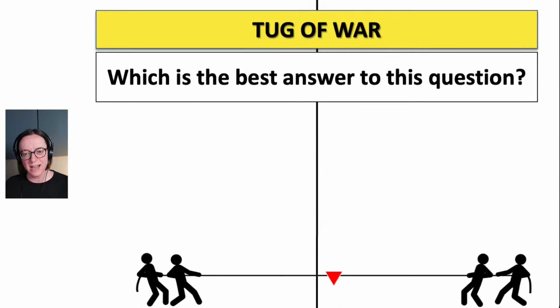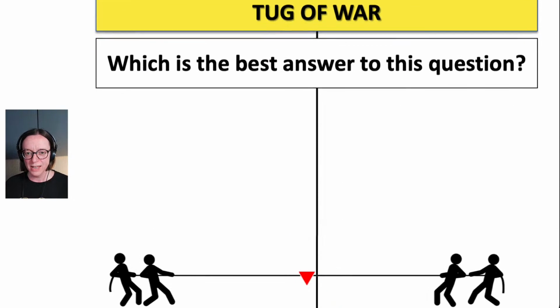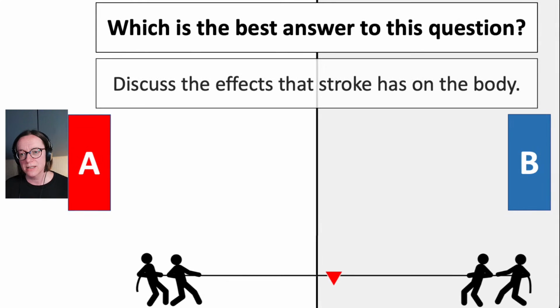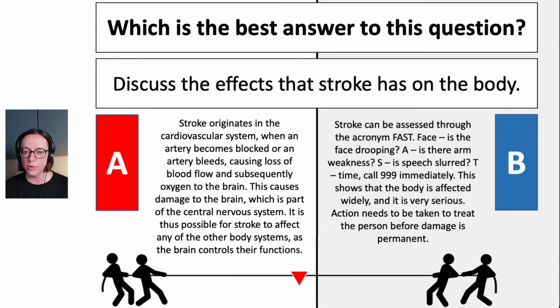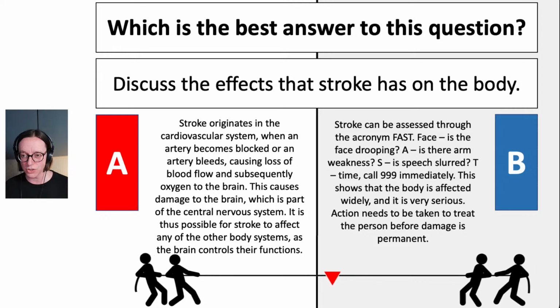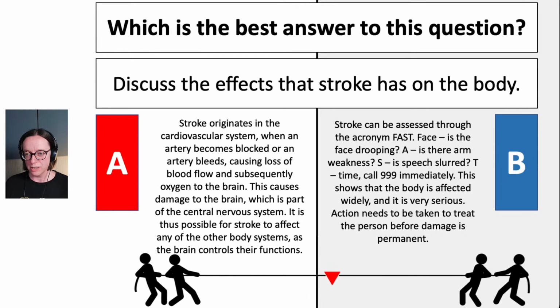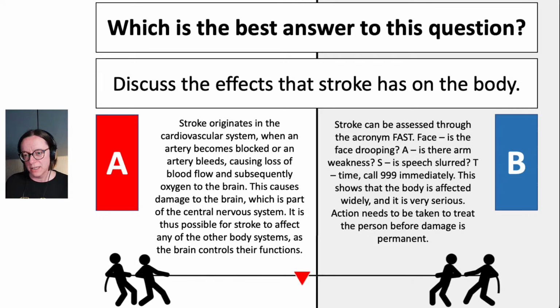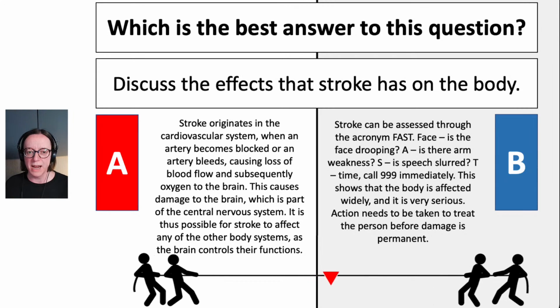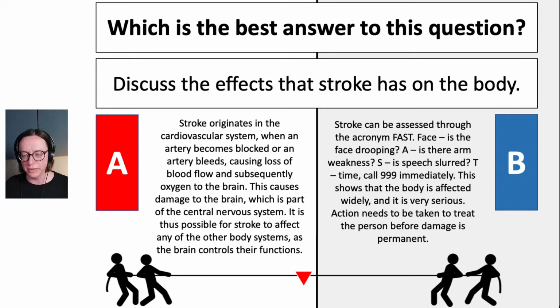Okay, so linked to that, a new tug of war. So I want to know which is the best answer to this question. So the question is, discuss the effects that stroke has on the body. So this would be an 8-mark question. So what you see on the screen is representative of a part of an 8-mark answer, not a full answer.